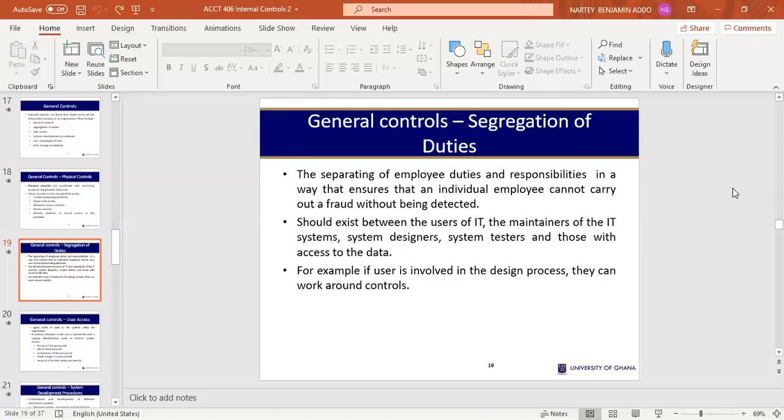For example, the maintenance of the IT system. Who is the maintenance of the IT system? The maintenance of the IT system has vast knowledge about IT processes. System designers, you see, they also have vast knowledge. And then those who test the system and others. So the control activities must be focused on these people if you are talking about IT controls, right? Just as we have them in other jurisdictions. So if a user is involved in the design process, they can work around controls.